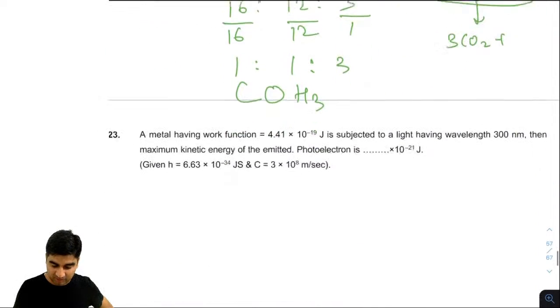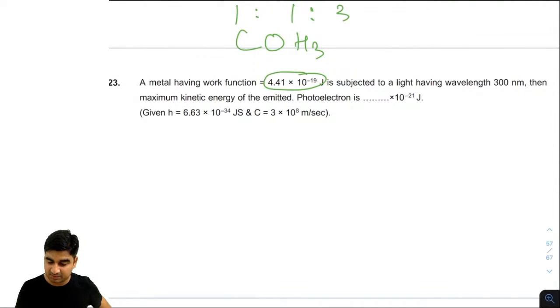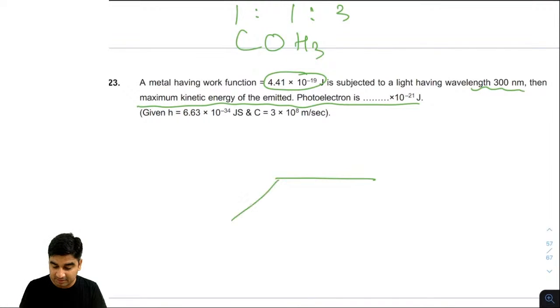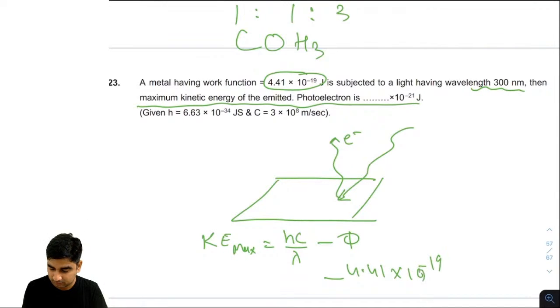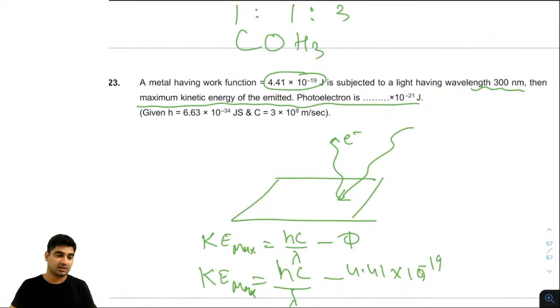Okay. So now let's see, the metal having work function is given, subjected to light of wavelength 300 nanometer, then the maximum kinetic energy of emitted photoelectron. So guys, if photon is falling, then electron is emitting. So K max will be equal to energy of photon minus phi, and phi is given as hc by lambda. Yes, you will be getting maximum kinetic energy. Then you can do it easily.